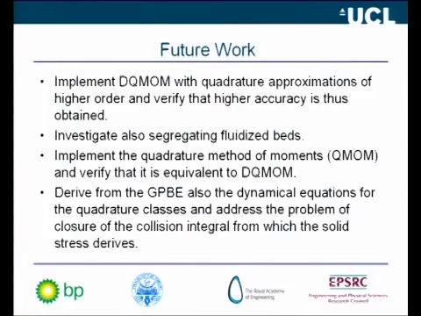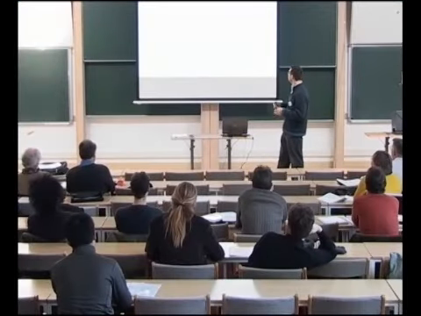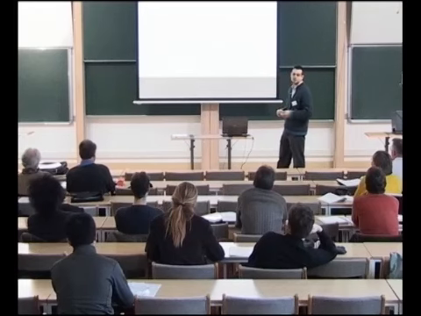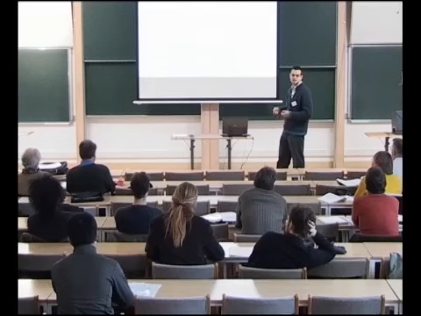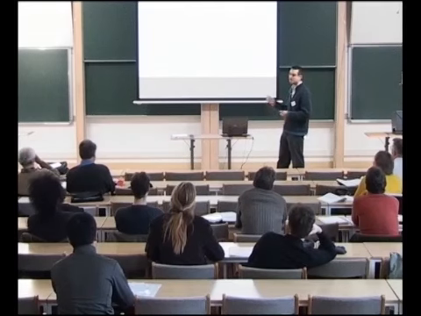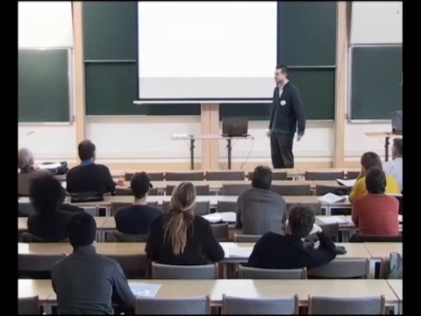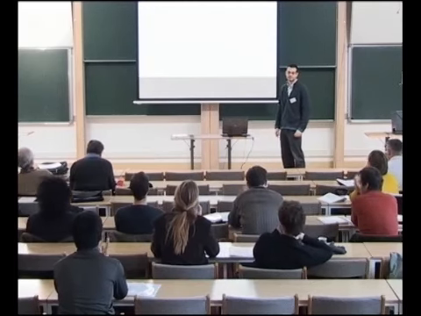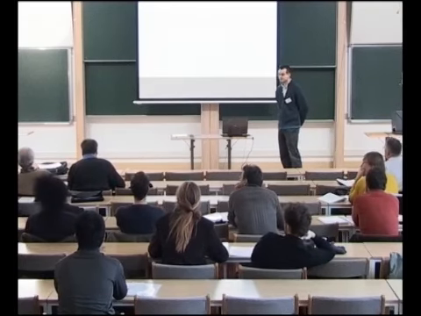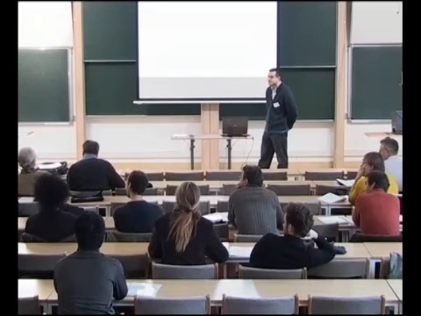So in future we would like to implement DQMOM using more quadrature nodes, because the higher the order of the quadrature approximation, the better is the approximation. We would like to study segregation. We started with mixing because it's simpler. And in this presentation I just spoke about DQMOM. QMOM is another method which is equivalent from a theoretical point of view, and we would like to implement it. Actually we have already in part done that. And finally we would like also to include the velocity in the generalized population balance equation in order not to use the volume average equations of motion for the momentum. And with this I conclude my presentation.